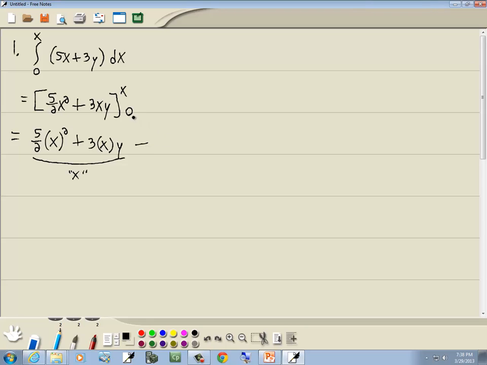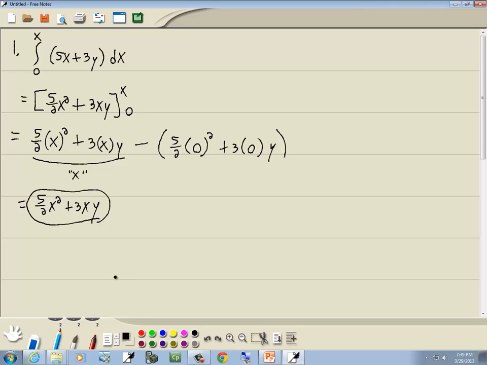Then minus, and then we'll plug in the 0. I'll put parentheses around this because that minus has to affect everything that follows it. So again, where we have an x, we'll put in parentheses, and we're plugging in 0. And here, where the x is, we'll put in parentheses, and we're plugging in 0. Well, 0 squared is 0, times 5/2 is 0. 0 times 3 is 0, times y is still 0, so all that drops away. So we're just left with this first part. So that gives us 5/2 x squared plus 3xy. And that's our answer.